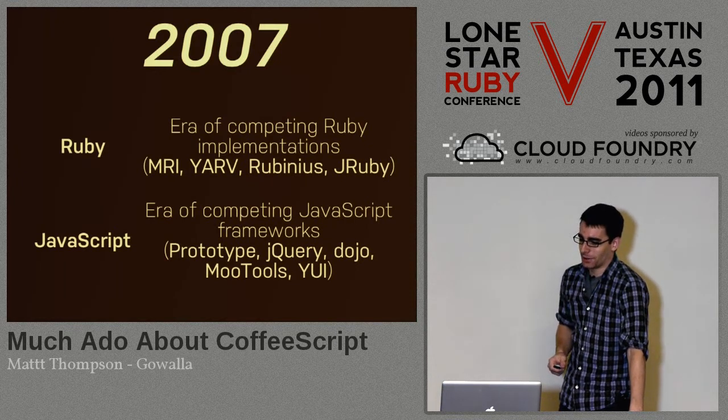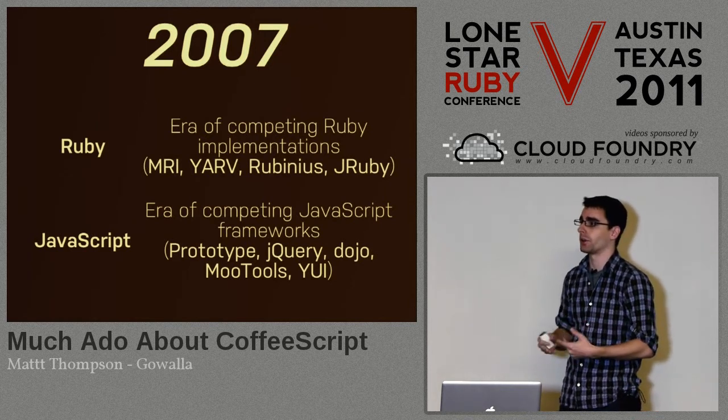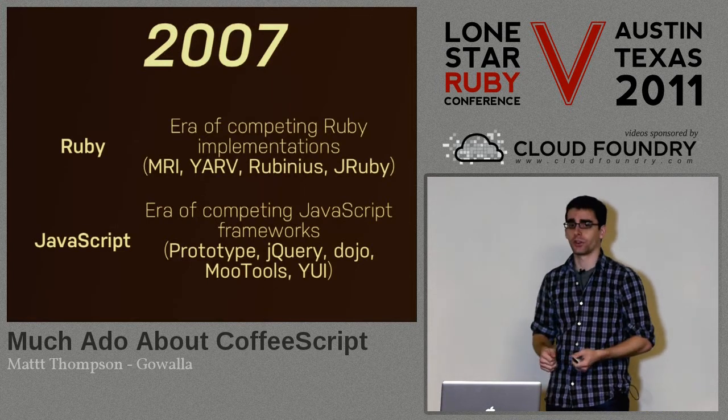2007, again, parallel evolution of these two things. Ruby had a bunch of implementations going on. This is when you started to see the rise of them. These were serious contenders. The conversation was started. MRI, YARV, Rubinius, JRuby, all that kind of thing.